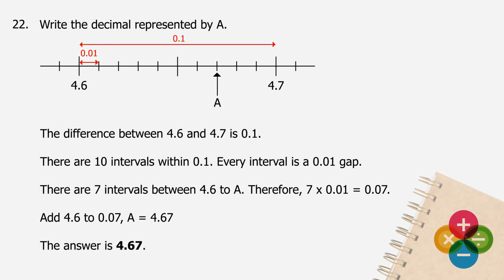There are 7 intervals between 4.6 and a. Therefore, multiply 7 by 0.01, and you will get 0.07. Add 4.6 to 0.07, and a will be equal to 4.67. The answer is 4.67.